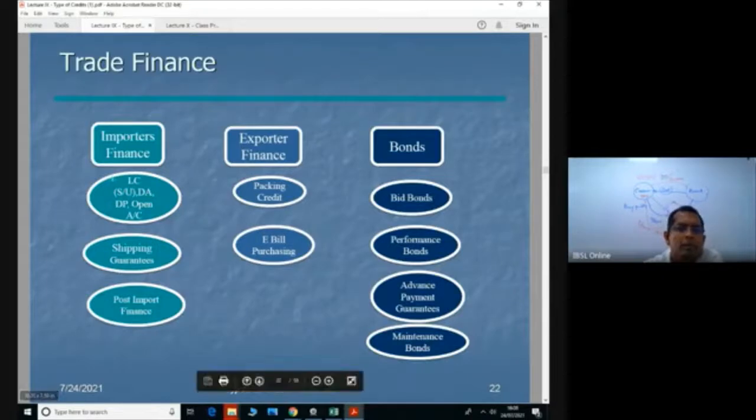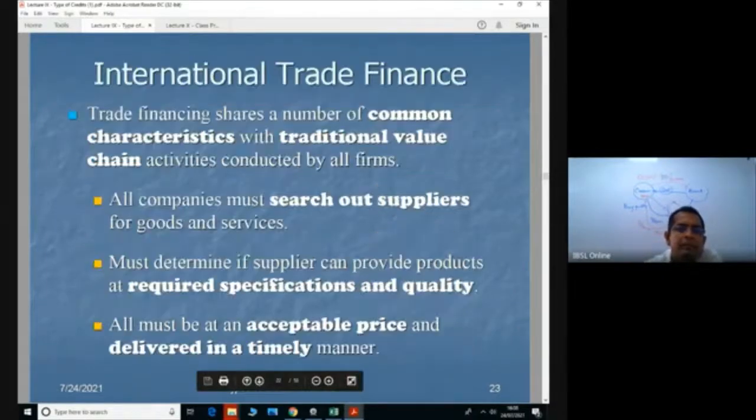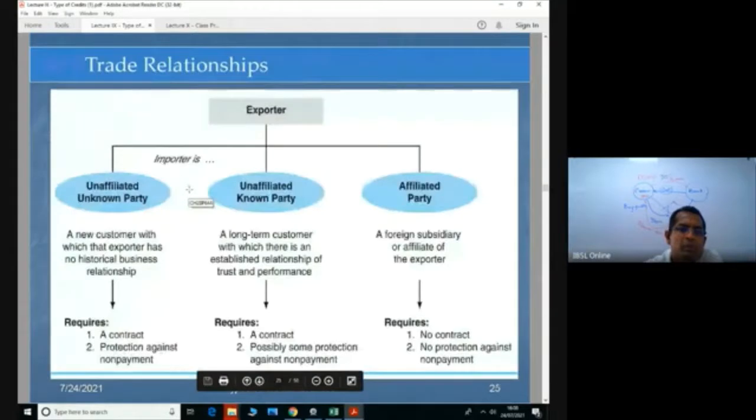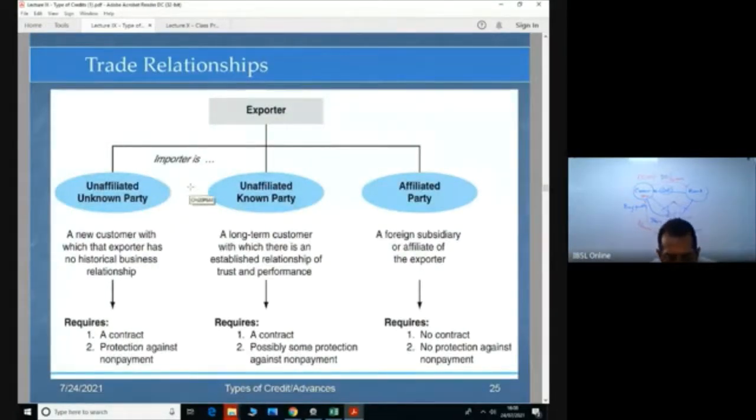We'll be talking about this part first, right? International trade, you can go through this. This is a lengthier and full handout. You can have a look, just go through it for your knowledge. But I'm going through the products itself, right?